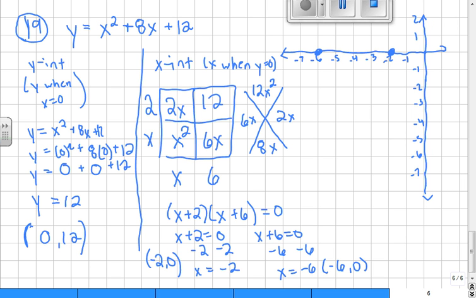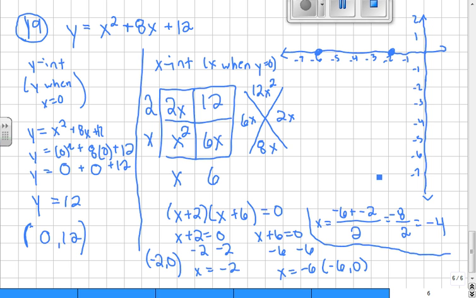Now we need a third point. So let's find our vertex. Well, the x coordinate of our vertex is the average of our x-intercepts. So negative 6 plus negative 2 over 2. That's what the x value of our vertex is going to be. Negative 6 plus negative 2 is negative 8. And negative 8 over 2 is negative 4. So we know that the vertex is going to be here when x equals negative 4.